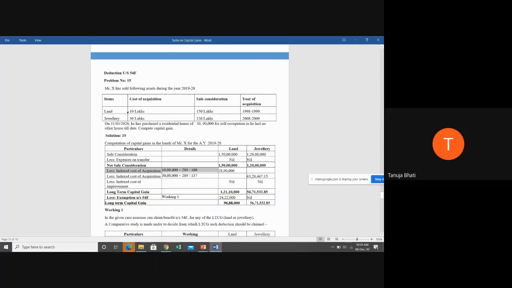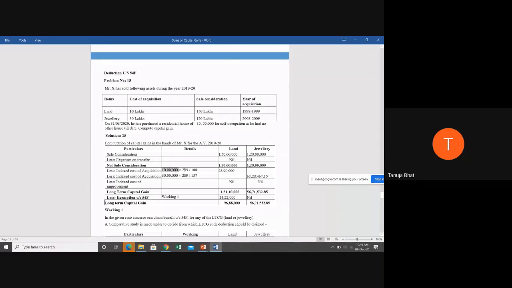Now, cost of acquisition for the land is 10 lakhs, but it is acquired before 2001. And we know that if any asset is acquired before 2001, we have to take cost of acquisition or fair market value as on 2001, whichever is higher. Now, since nothing about fair market value is given, we are taking the entire 10 lakhs as it is.